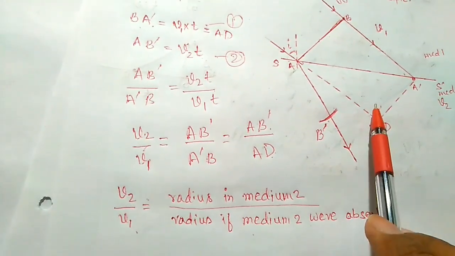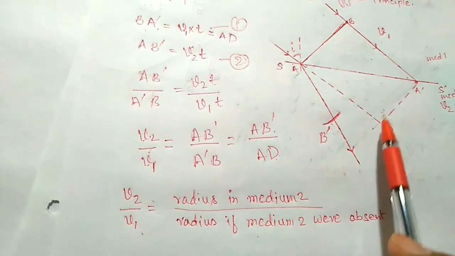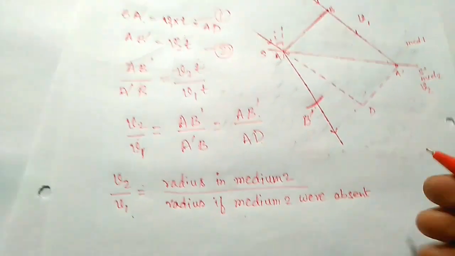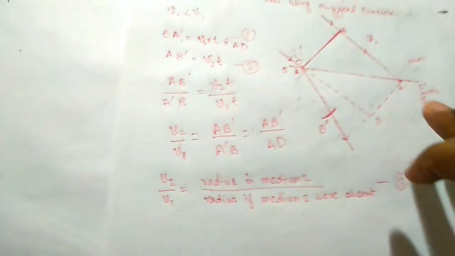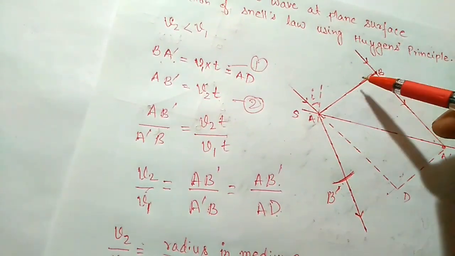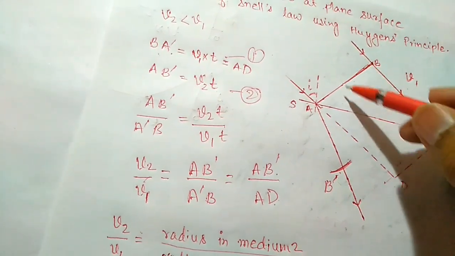So here, the radius in the second medium upon the radius if the second medium was absent. This is V2 upon V1. This is, suppose, equation 3. Now there are many rays on this wavefront. We know that we can draw. I'm going to draw one more ray.